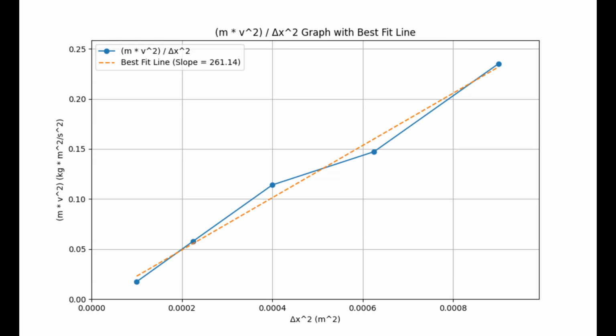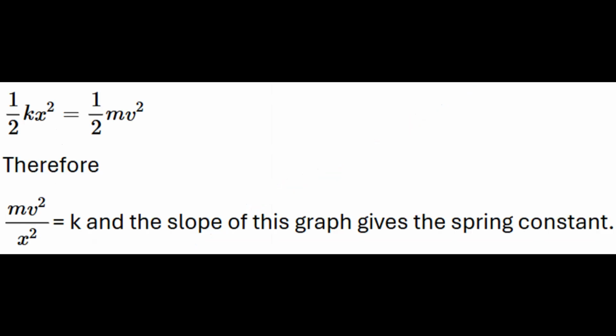Also, by using the energy conversion formula, I draw a graph of mv squared divided by x squared and best fit line in Python to get the spring constant as a slope of the graph. Except some deviations, we get a linear plot because the formula has square roots in both sides of the equation.